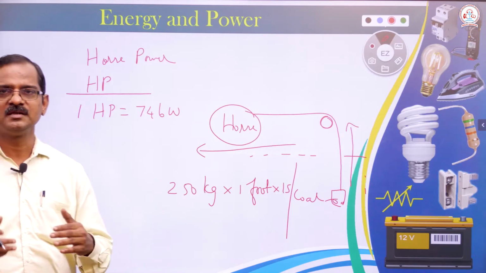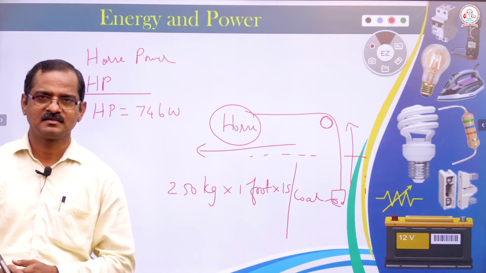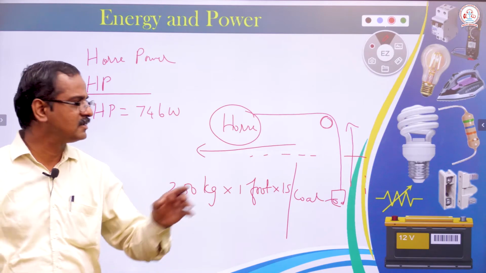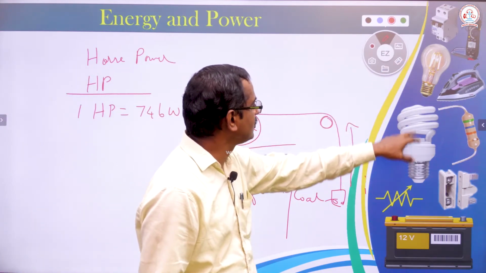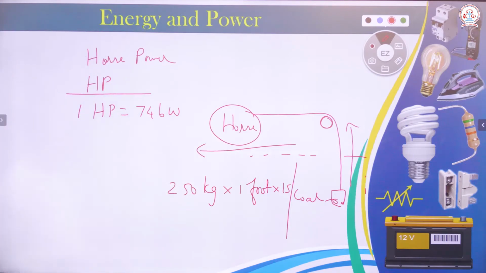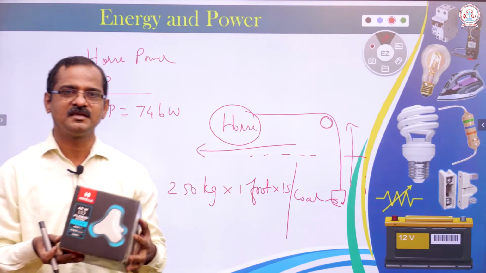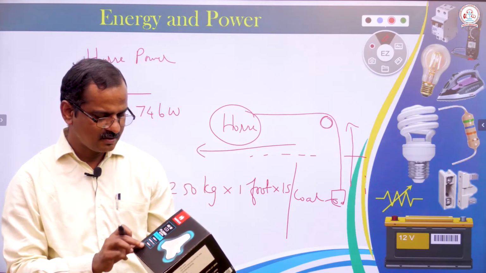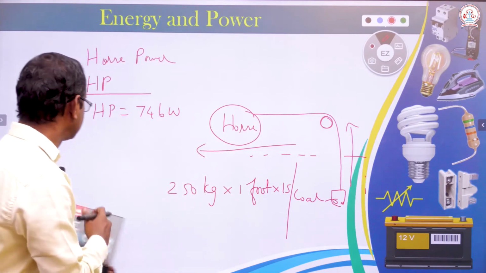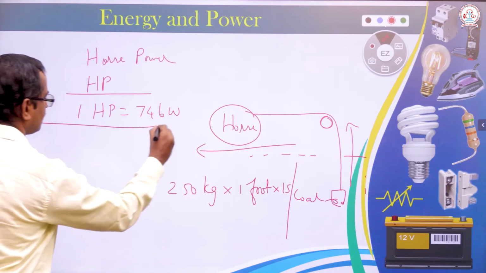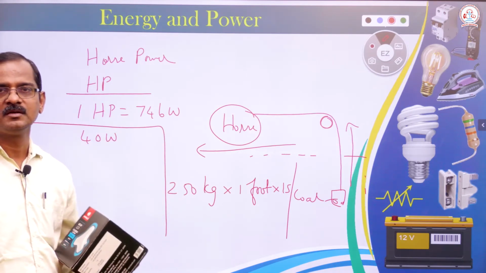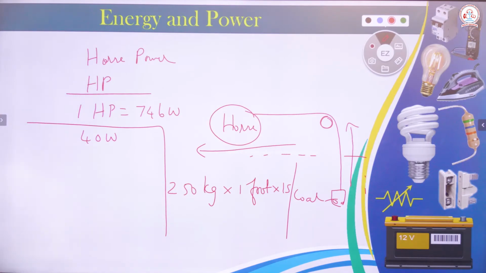In case of some electrical appliances like a bulb, you could have noticed that the watt value is mentioned. For example, this is a box which contains a bulb. You see here it is mentioned 40 watts. This is a 40 watts bulb, 40 watts power. It means that it consumes 40 watts of power, isn't it?